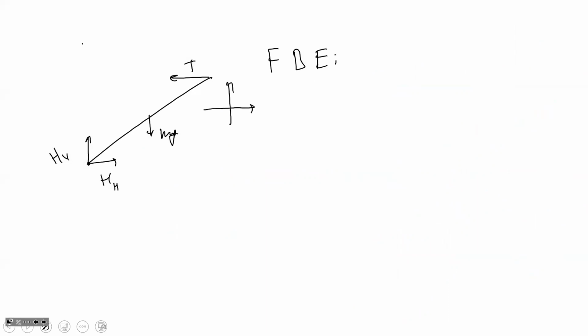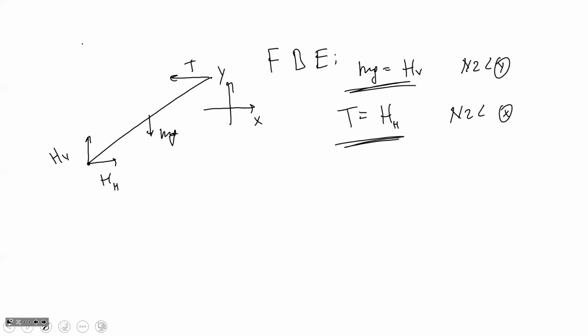Basically, you've got only gravity pointing down and only vertical component pointing up, so they must cancel each other. This is basically Newton's second law relative to y-axis. And horizontally, you've got only tension and only horizontal component. This is Newton's second law relative to x-axis. That, done. These are your answers.